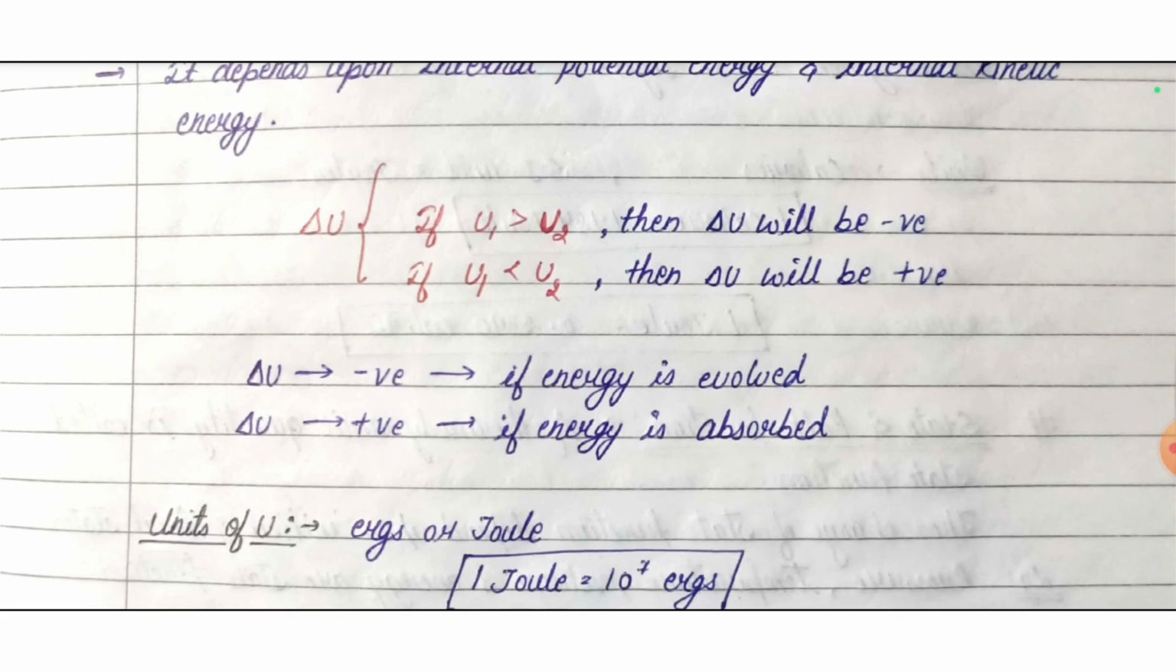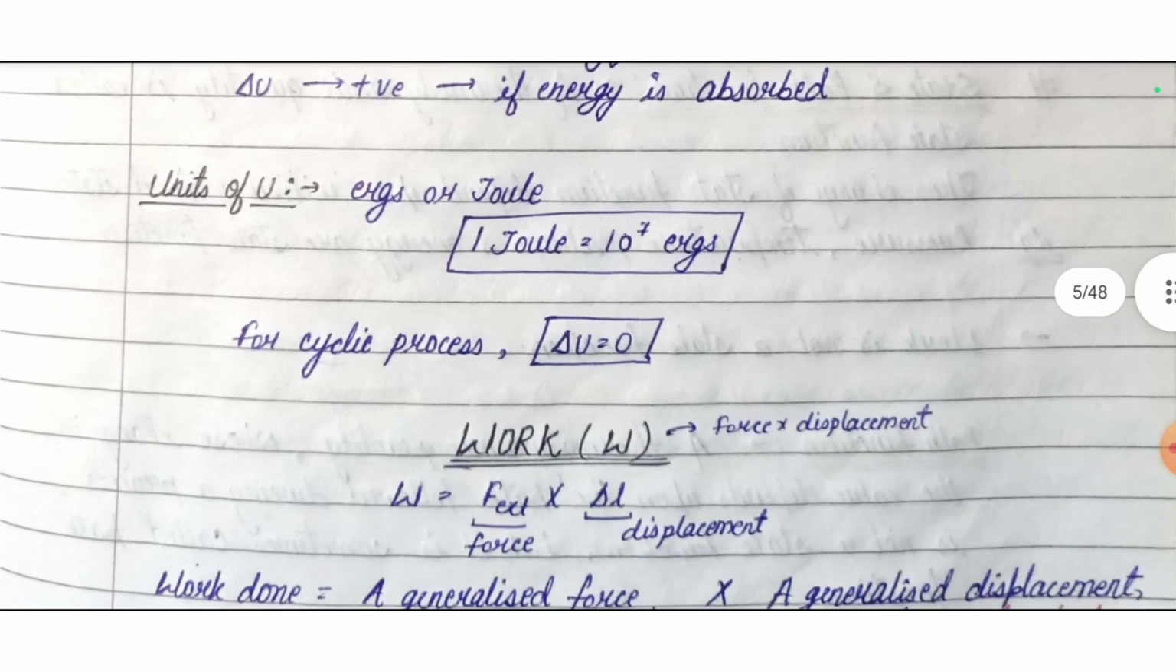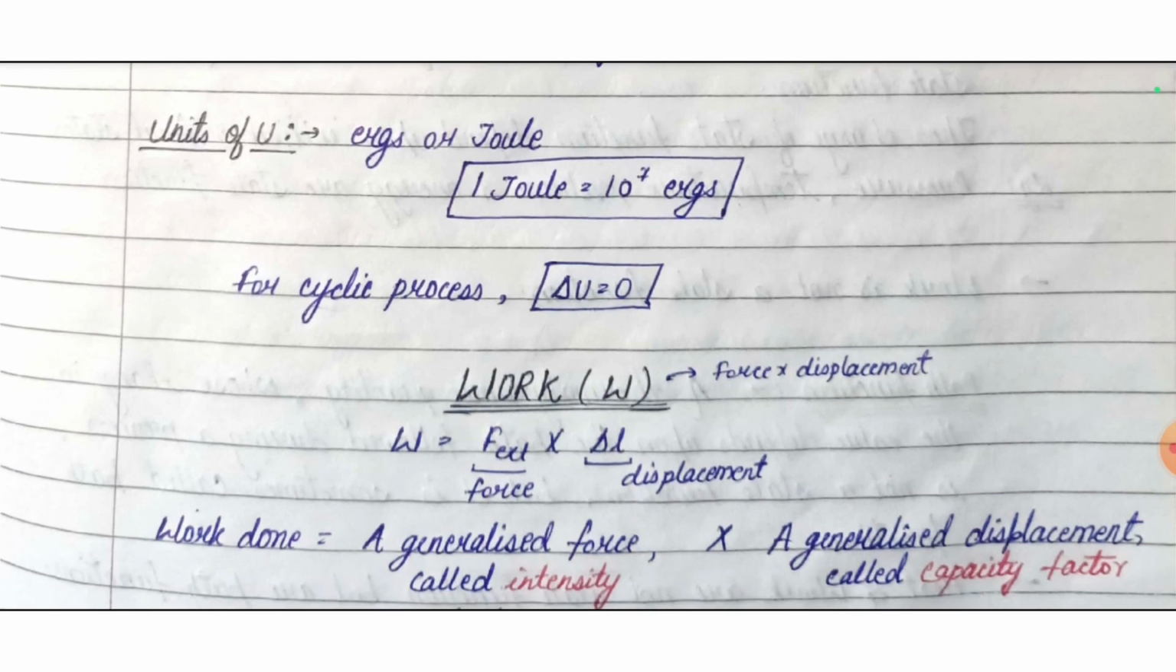Delta U: if U1 is greater than U2, then delta U will be negative. If U1 is less than U2, then delta U will be positive. Delta U negative, energy is evolved. Delta U positive, energy is absorbed. Units of U: ergs or joule. 1 joule equals 10 to the power 7 ergs. For a cyclic process, delta U equals 0.